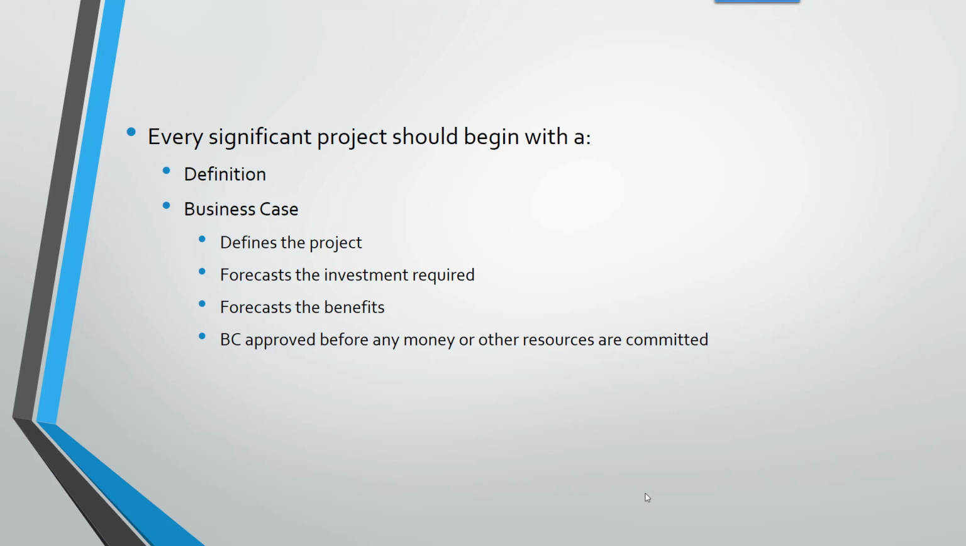We're going to forecast the benefits, right? So, okay, we're putting this money and resources in to achieve this goal, and the reason is because it's going to benefit us in all of these different ways. And the business case should be approved before any money or other resources are committed. In other words, you need to have the definition and the forecast done. It needs to be approved by whoever is the entity that's going to approve that before you allocate any resources.